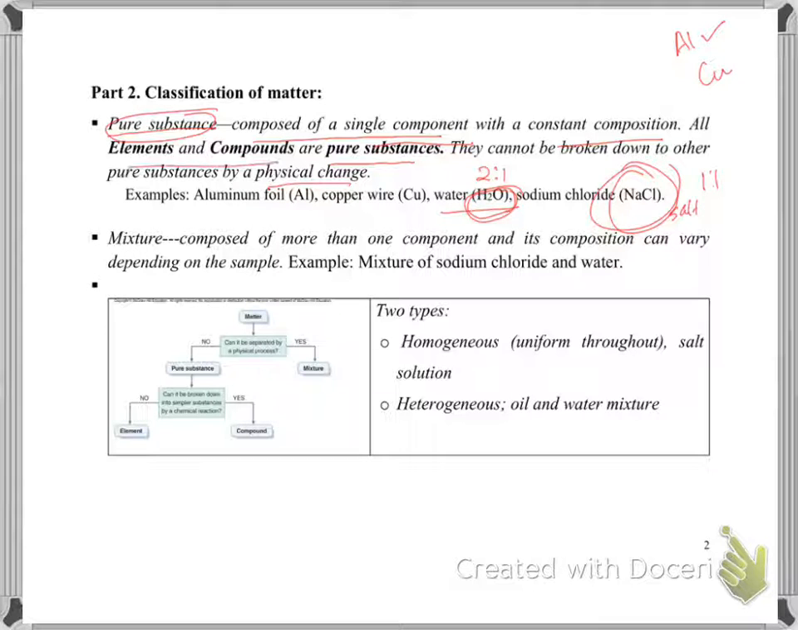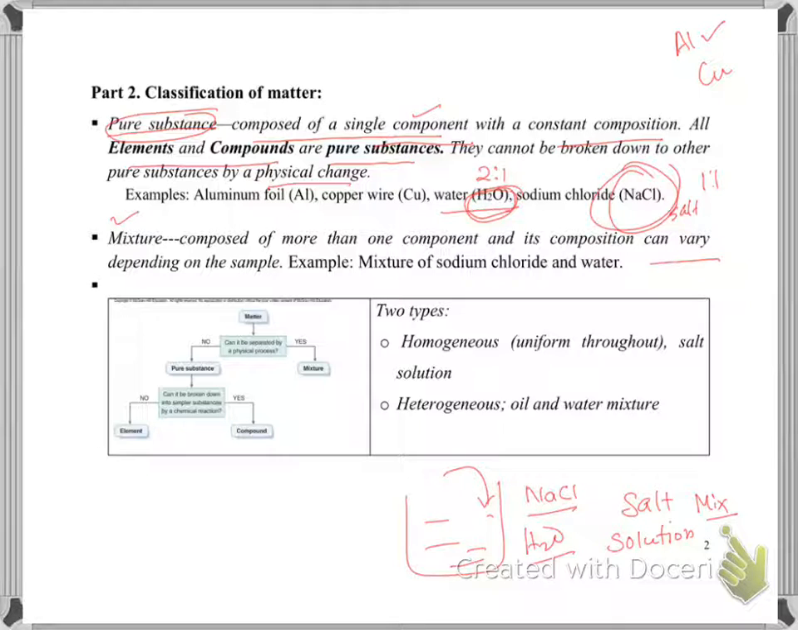So all elements and compounds are pure substances, and then come the mixtures. And of course, as the name says, mixtures are composed of more than one component, and their composition can vary depending on the sample. For example, if you have a beaker with water in it, and you put a pinch of salt in it and the salt dissolves, then we call it a salt solution. That's a mixture of salt and water. That is not a pure substance.